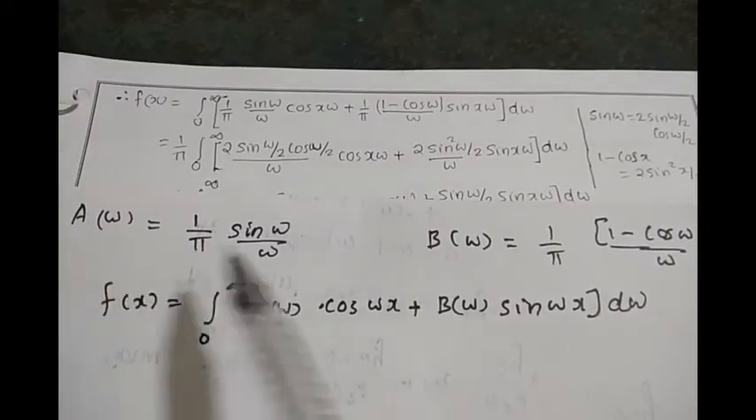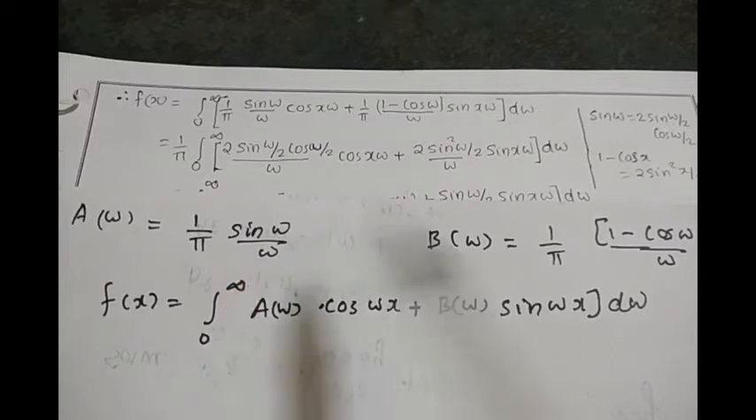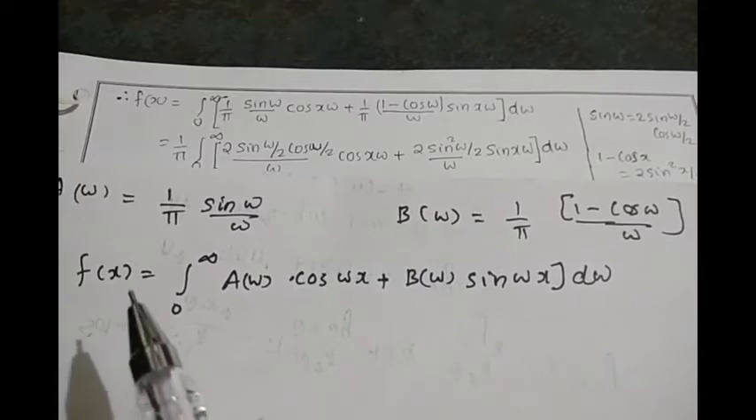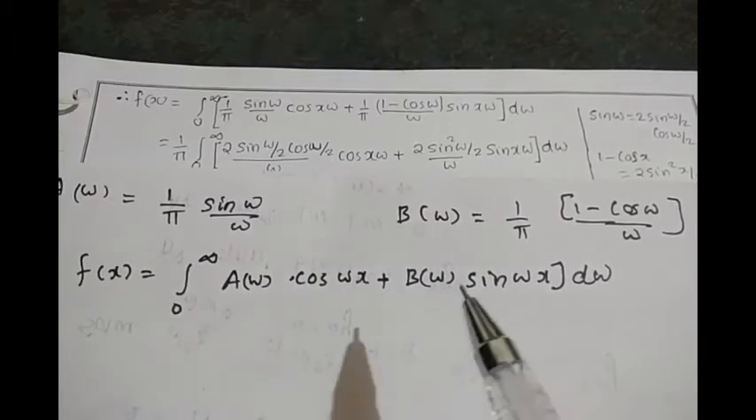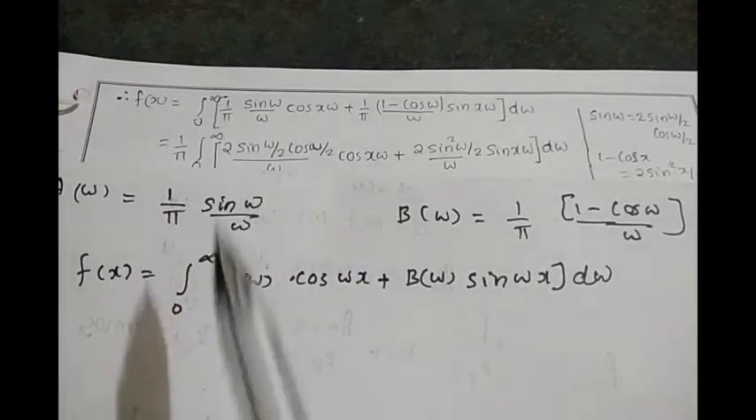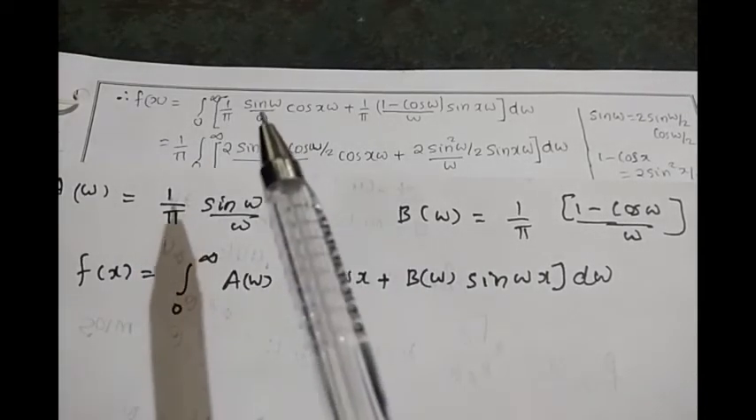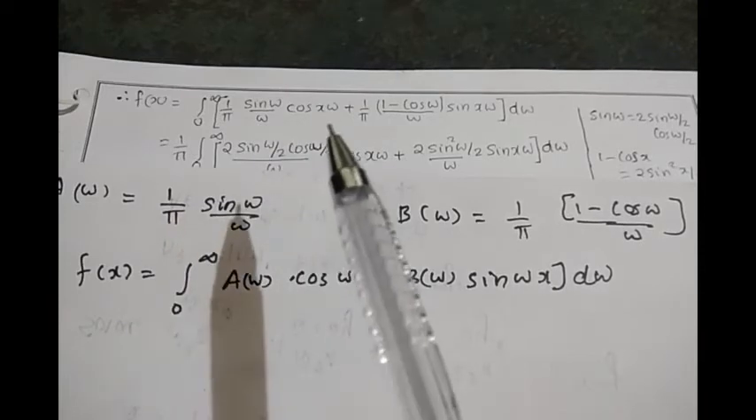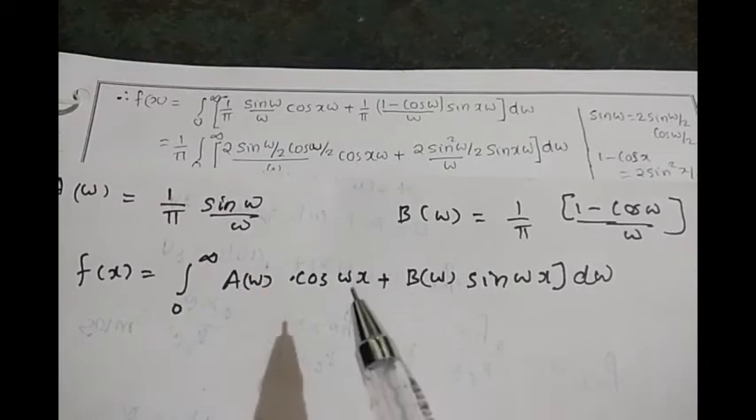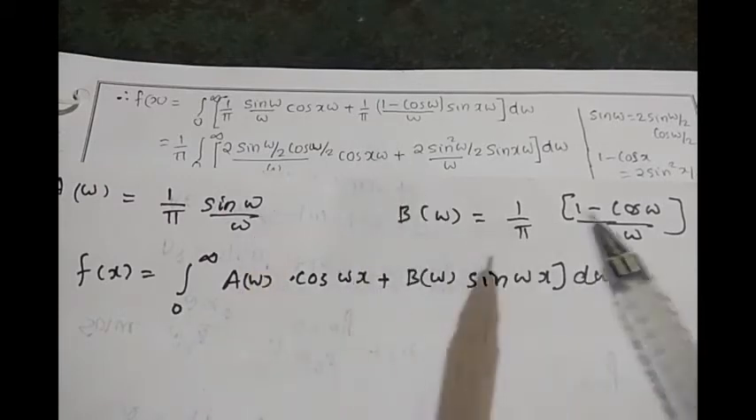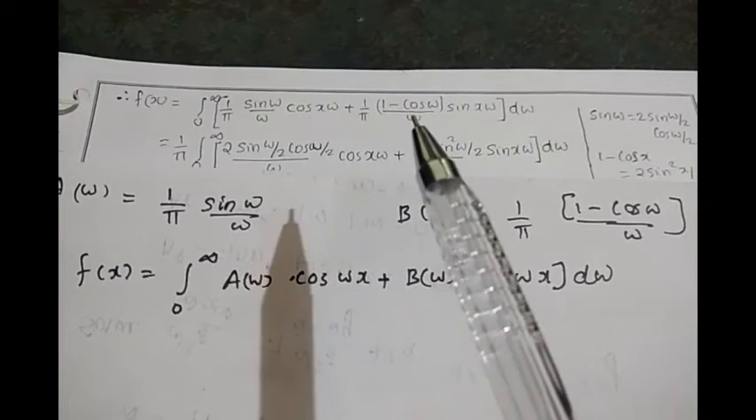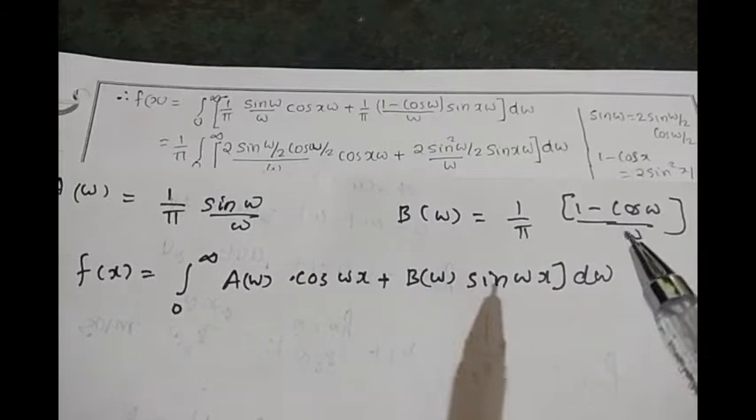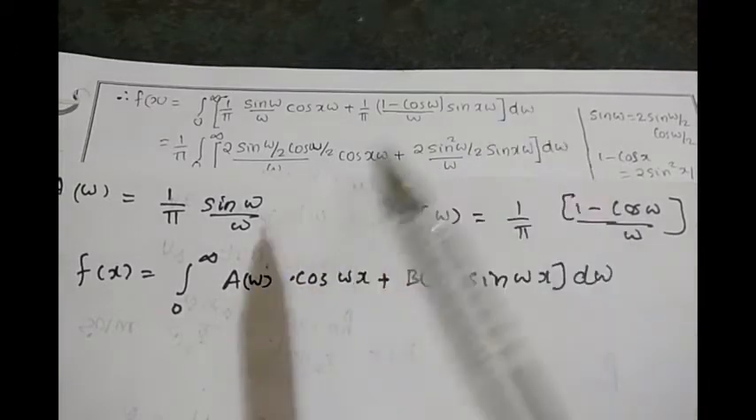So we obtained a omega equal to 1 by pi sin omega by omega, and b omega equal to 1 by pi 1 minus cos omega by omega. We have f of x is the integral of a omega cos omega x plus b omega sin omega x d omega. Substituting a omega and b omega here, we get cos omega x, and in place of b omega we substitute 1 by pi into 1 minus cos omega by omega, and sin omega x d omega.